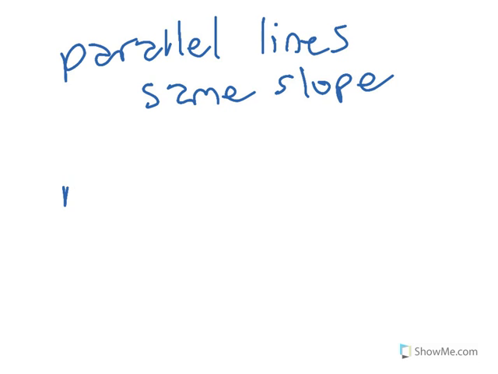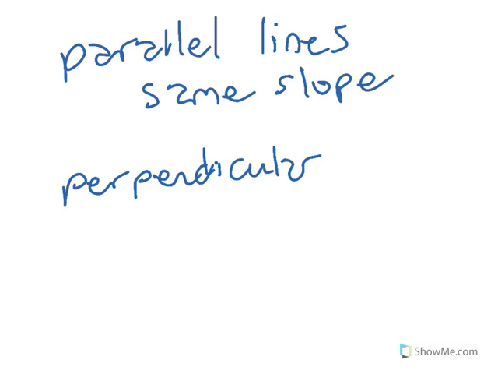Perpendicular lines have slopes that also have a special relationship. They can't be the same slope because the two lines that are perpendicular must intersect. The relationship between the slopes of perpendicular lines is that the slopes are what we call negative reciprocals.